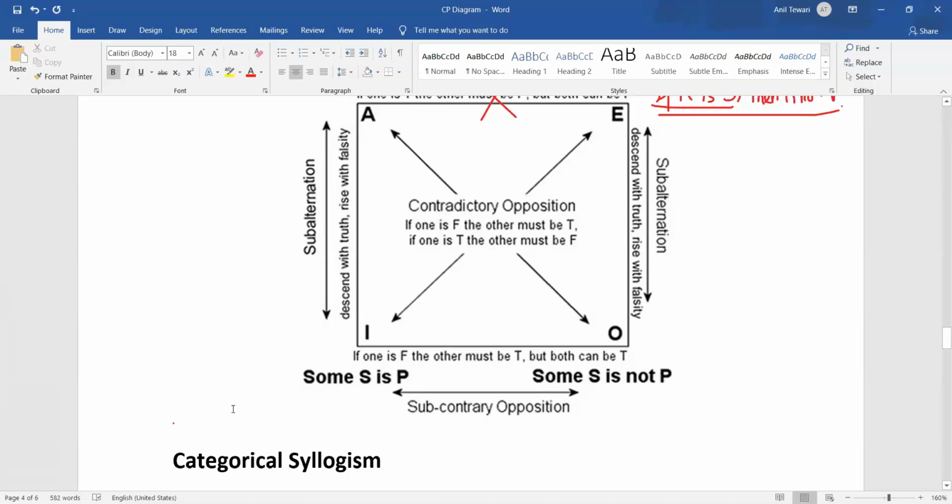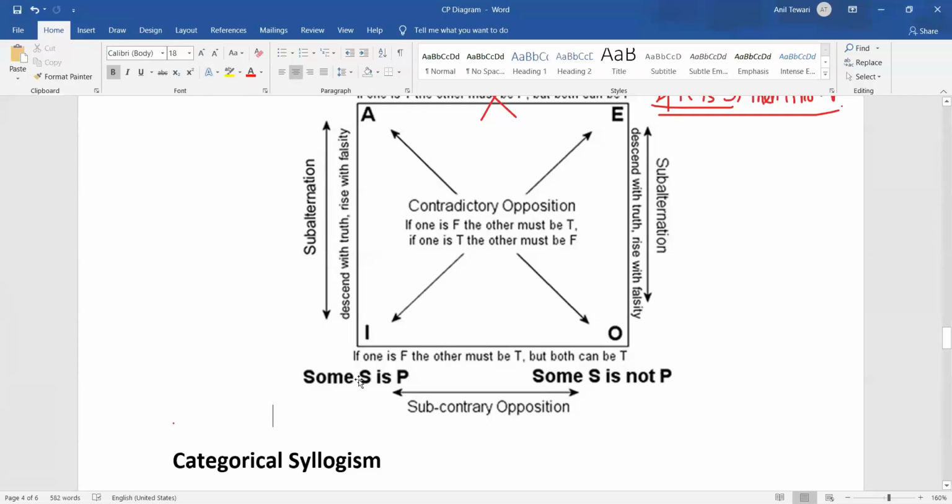Some cows are black. So there is at least one cow such that that animal is a cow and that animal is black, right? There is at least one thing such that it is a cow and it is black. This way we are saying some S is P, or some cows are black.